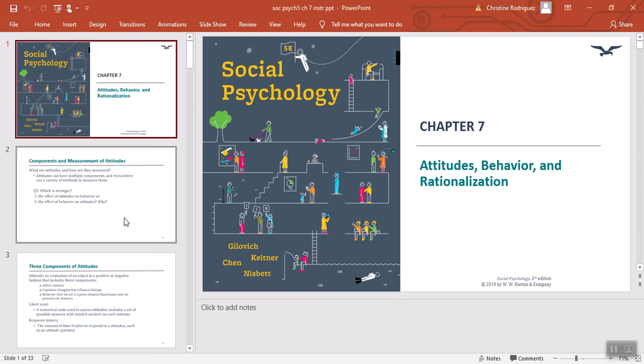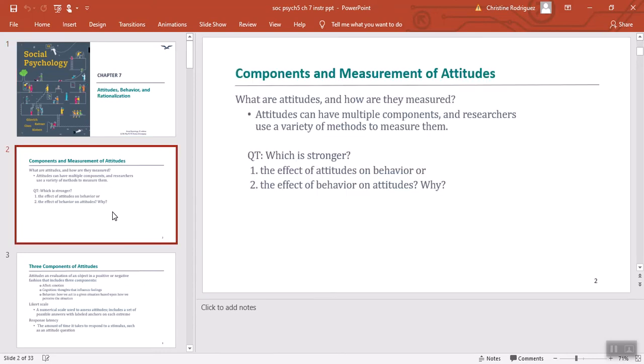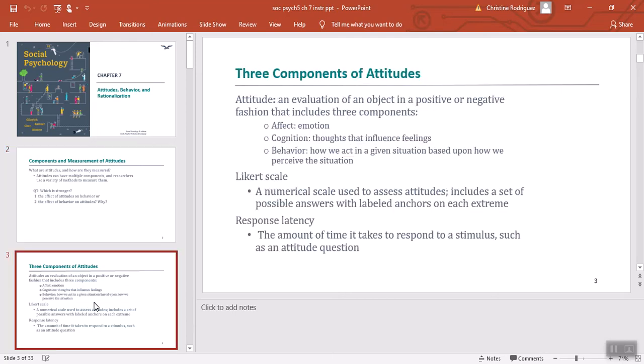I want us to think about our attitudes, and what are attitudes? Well, attitudes are how we evaluate an object or a social environment, either in a positive or negative way. And there are three factors that go into the creation of our attitudes.